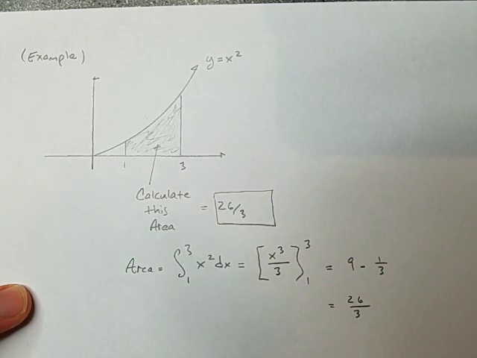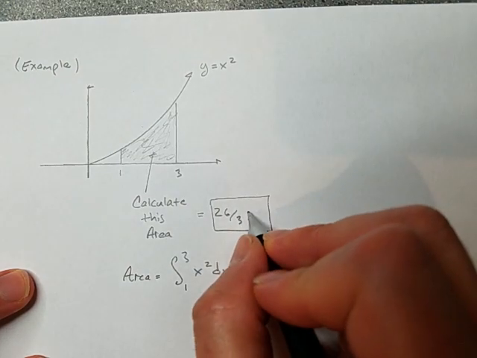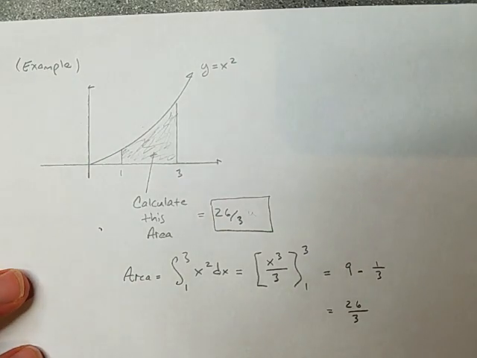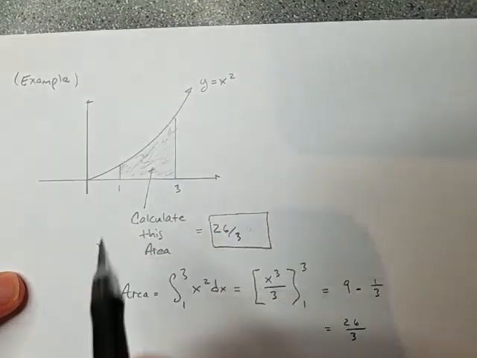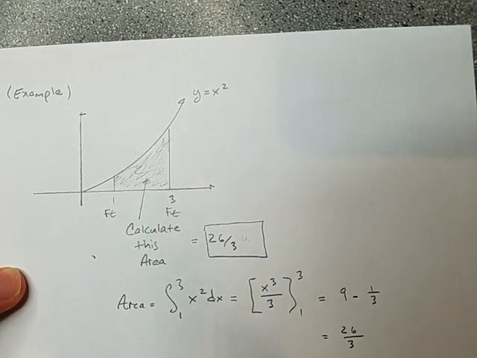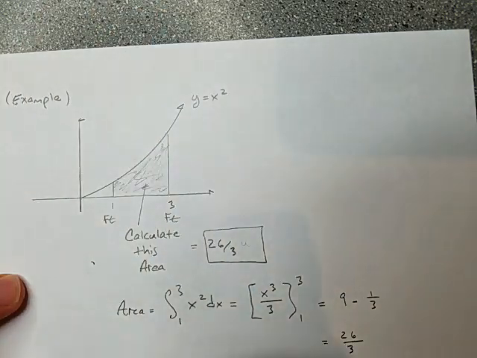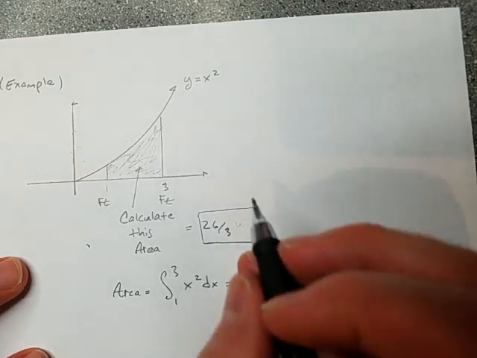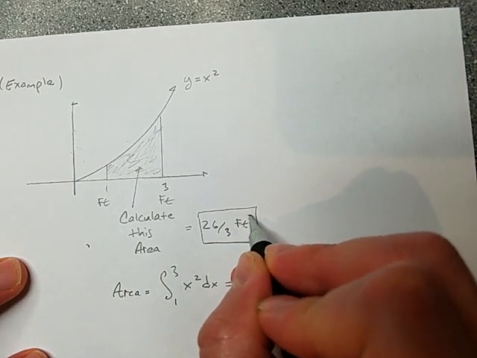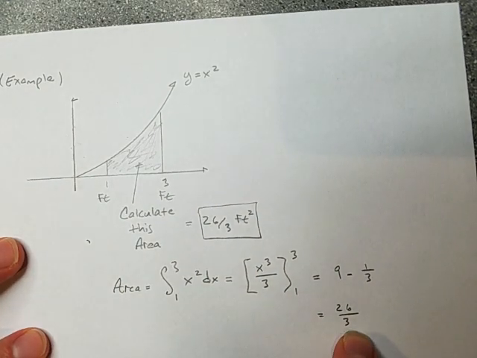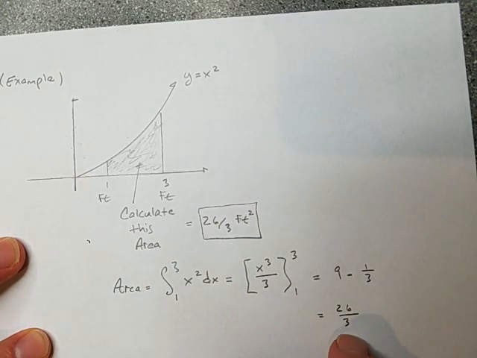Now I haven't been using units because I'm really trying to focus on just the math, but I should at least make brief mention of the units. Suppose this graph was made to scale, and this was 1 foot, and that was 3 feet, and so on. And say every single mark on the graph was 1 foot. Then this would be 26 thirds square feet. So yes, the area does have units to it. It's not just a number. But as far as the technique goes, that's the number that you get. And if we have units, we can incorporate the units too.